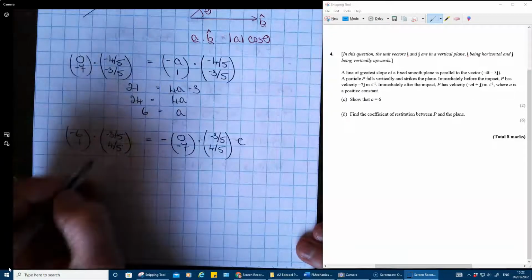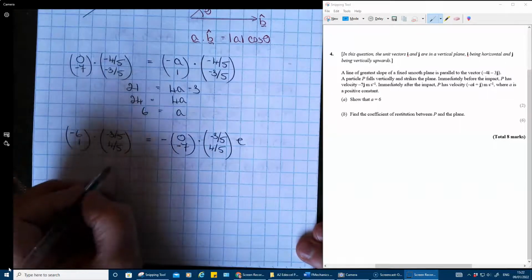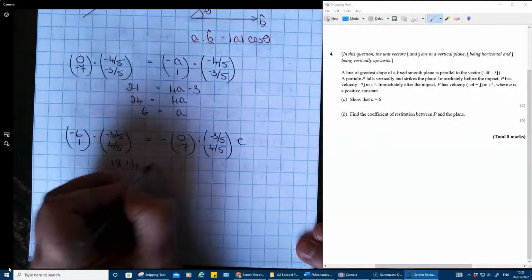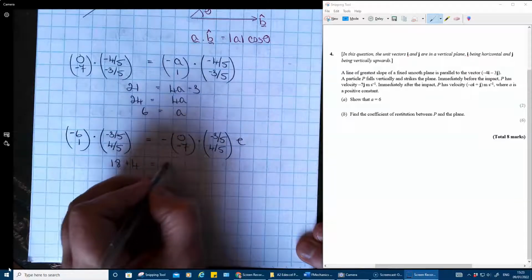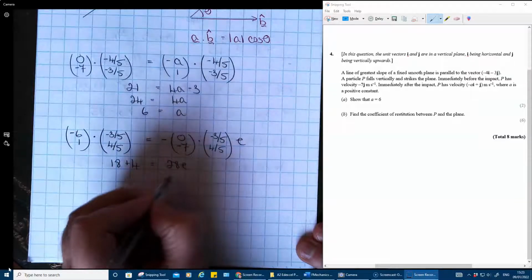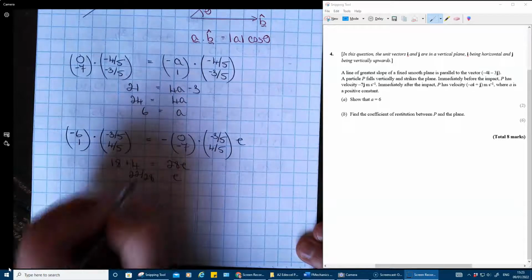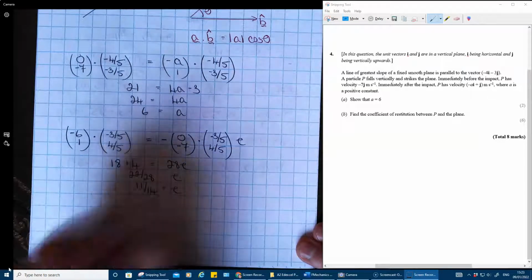So here I multiply this out, I multiply everything by 5, so I don't need to worry about that. So I've got 18 plus 4, I get 0, I get 28e. Divide by 28, 22 over 28. So e is 11 over 14.